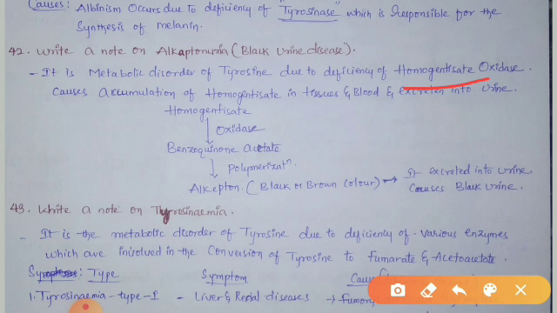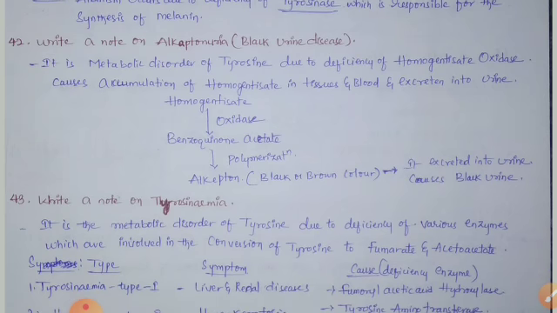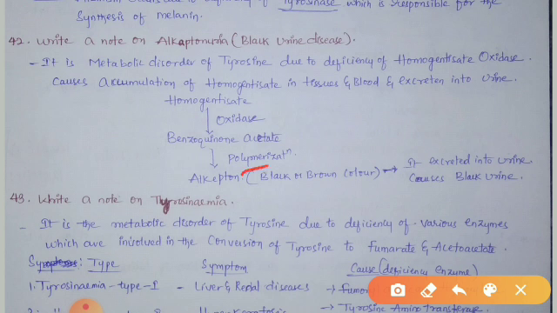Homogentisate is generally converted into benzoquinone acetate in the presence of oxidase enzyme, and the benzoquinone acetate, in the presence of polymerase enzymes, gets polymerized and is converted into alkaptone. The alkaptone has a black or brown color. So due to the excretion of alkaptone, the urine becomes black. That's why we call it black urine disease.